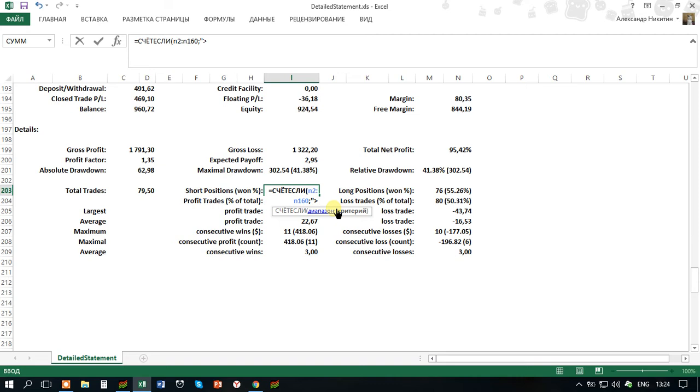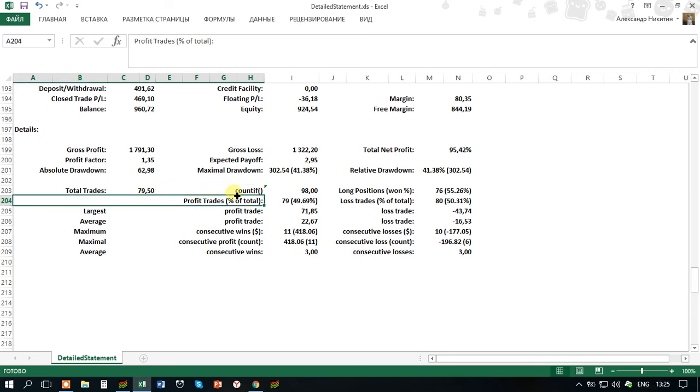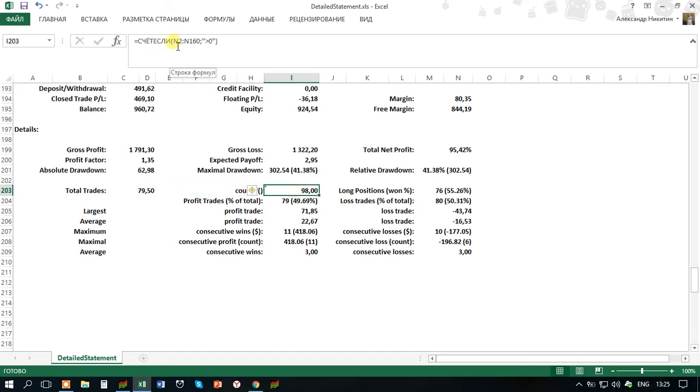So I will explain to you in a second what this formula means, because we have some formula in Russian. 98 winners. So this means this. COUNTIF. This is the formula if translated into English. COUNTIF. And then you type the same range. And within this range you are counting only those that are more than 0. So this is the formula.